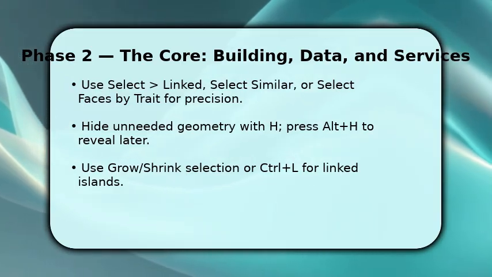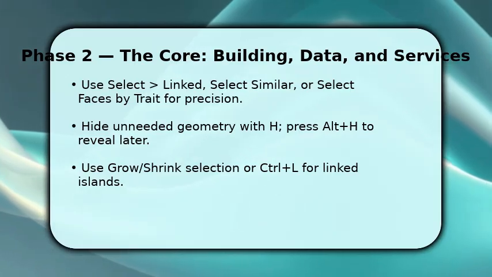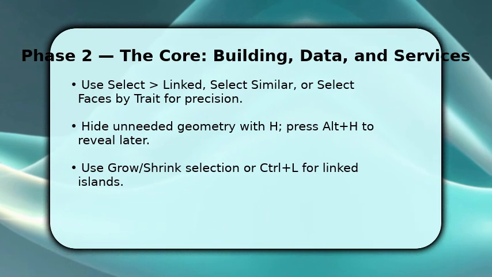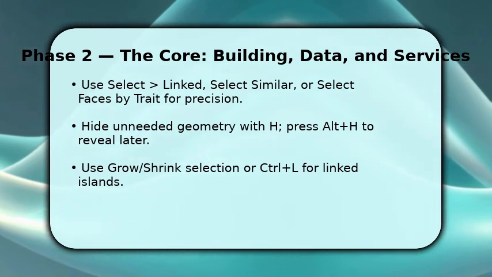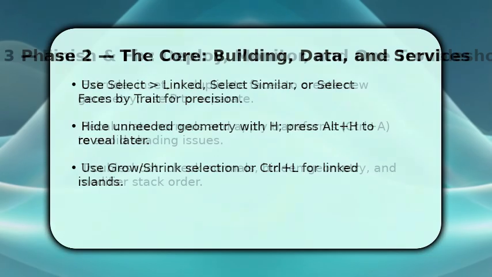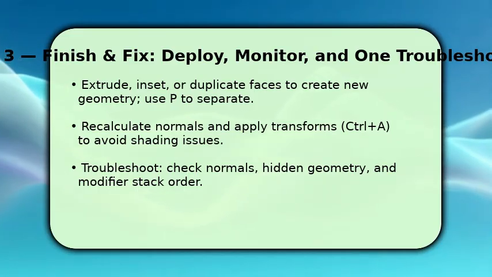If edges leak into your selection, use grow or shrink selection to adjust by increments. For entire separate islands, Ctrl plus L selects linked geometry. These steps reduce mistakes and make subsequent operations, like extrusion, or finish by turning your face selection into the result you need. Extrude for depth, inset for borders, or press P to separate faces into a new object.